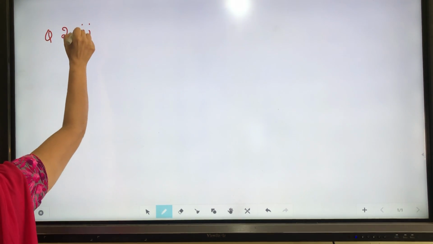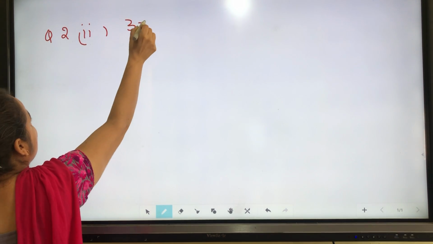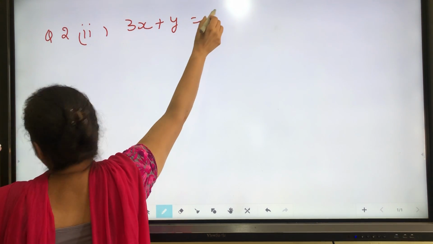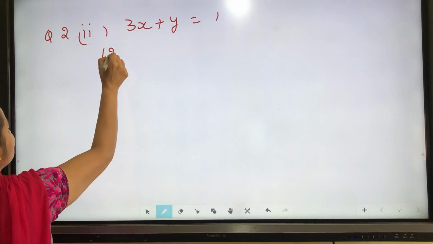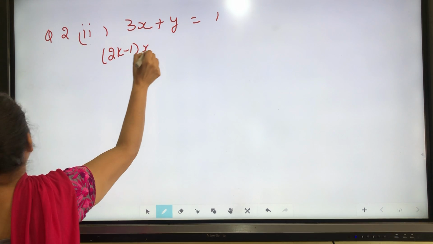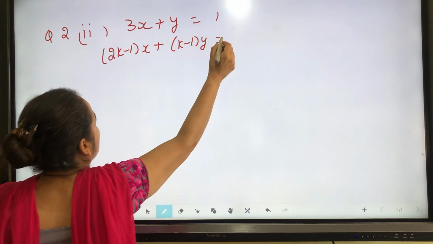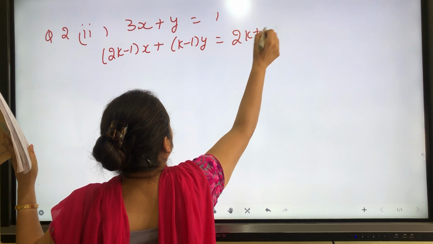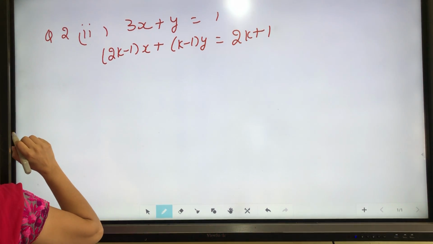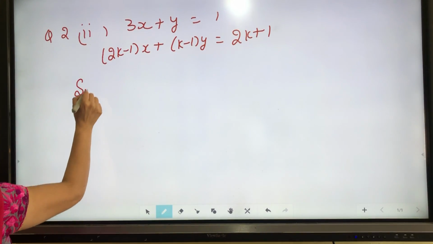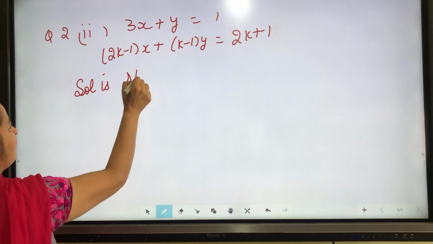For example, that is question number 2, second part. The question is 3x + y = 1 and (2k − 1)x + (k − 1)y = 2k + 1. Already one condition is given: there is no solution.